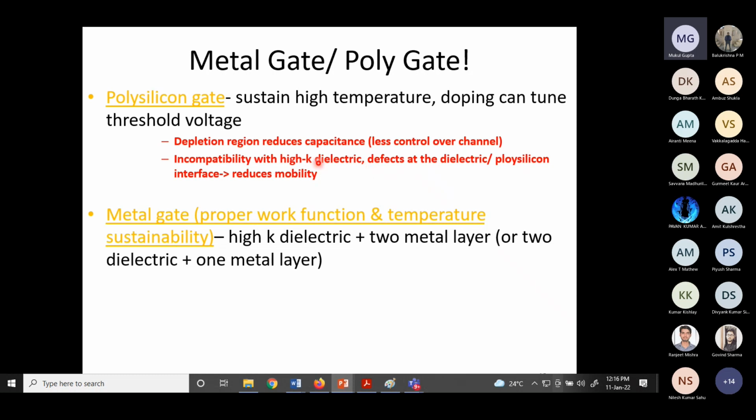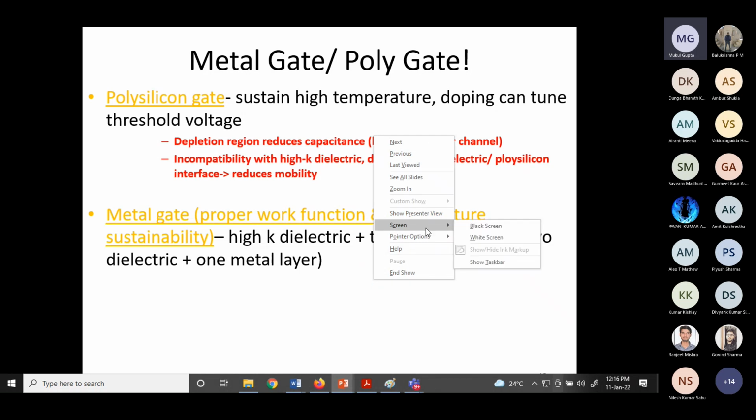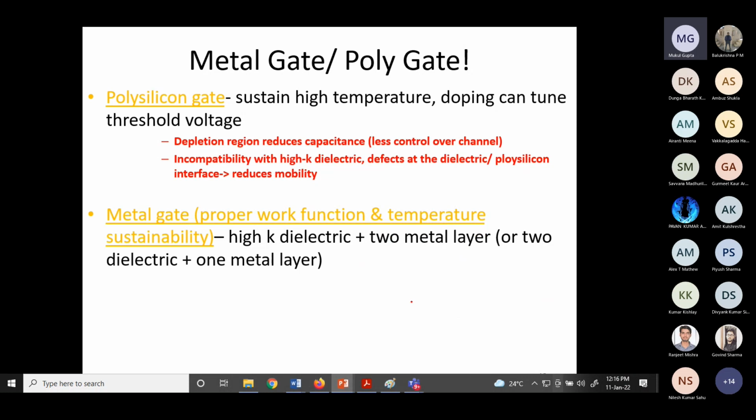And polysilicon, after all, although we dope it heavily to reduce the resistance of the polysilicon layer itself, the thing is polysilicon is not a metal. After all, it's a semiconductor. So what happens if, let me see if I can draw it. I don't have digital pad today. Let me see if I can draw it.